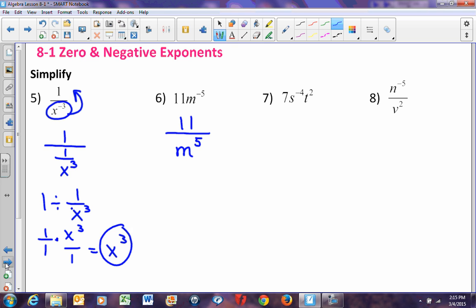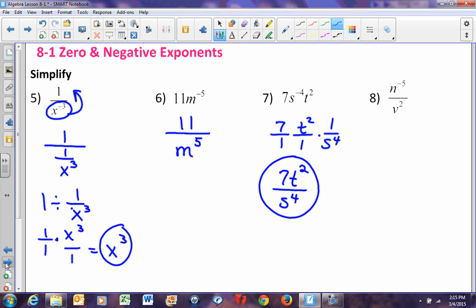Okay. Number 7. 7 is positive. t squared is positive. But s to the negative 4th isn't, so that becomes multiplied by 1 over s to the 4th. So you basically have 7t to the second divided by s to the 4th. And that is as simplified as it gets.